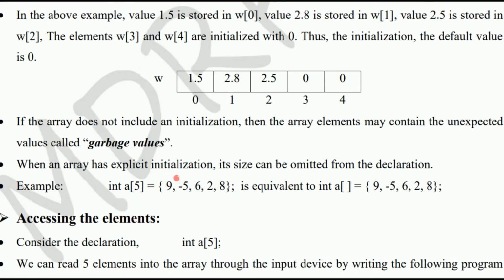If the array does not include an initialization, then the array elements may contain unexpected values. We call it a garbage value. That means it will store any type of value if we are not assigning a value to the array.